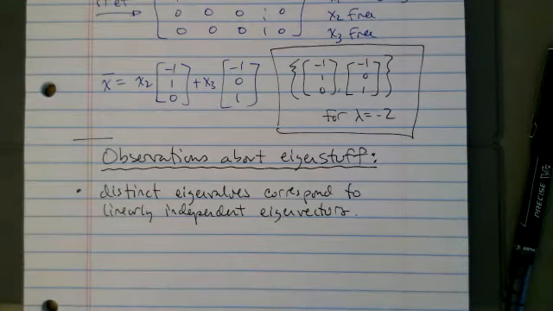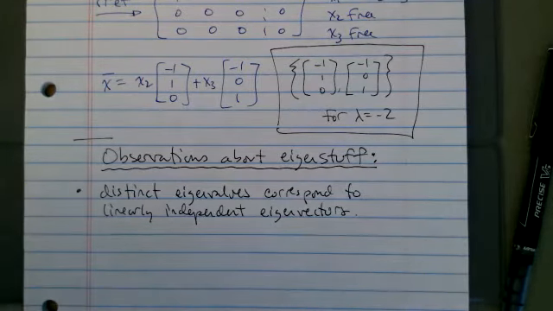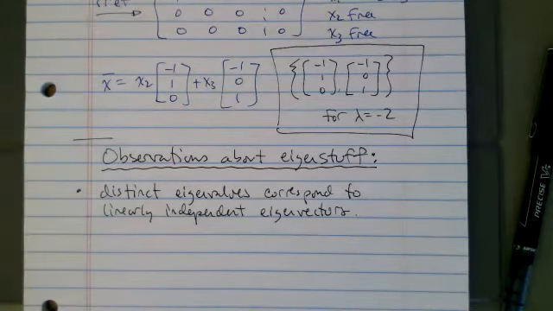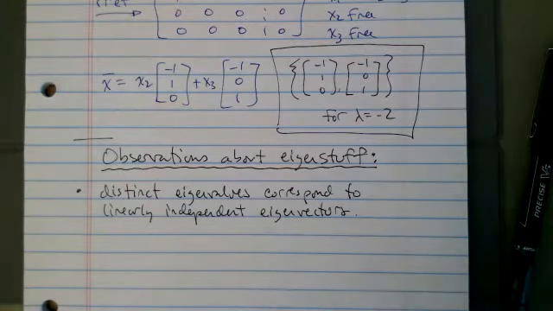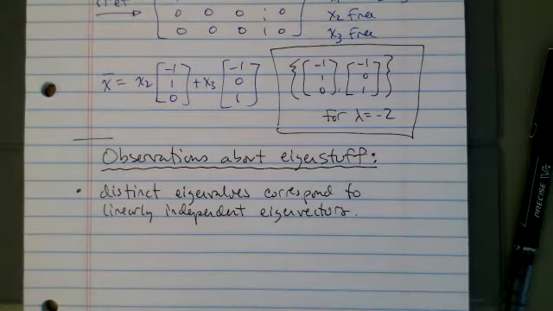Notice that in the first example that we did, that 2 by 2 matrix A, we had eigenvalues of 3 and 5. 3 corresponded to the eigenvector -1, 2, and 5 corresponded to the eigenvector -1, 1. Those eigenvectors corresponded to distinct eigenvalues, and the eigenvectors were linearly independent.